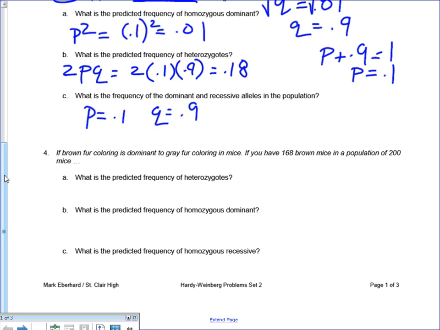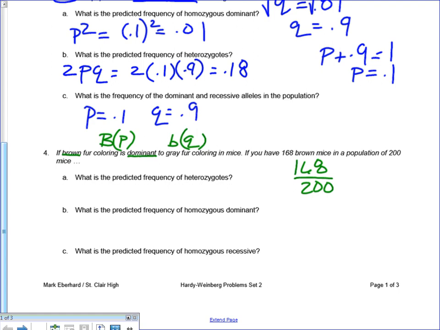If brown fur coloring is dominant to gray. I always like to mark things as I get them. So brown is dominant. Let's give it a big B. To gray, I'm going to give that a little b. Or you could skip the b's and just say this is going to be P then, and this is going to be Q. However you want to do it. If you have 168 brown mice in a population of 200 mice, okay, so that's the value I'm given. I got 168 brown mice out of 200.